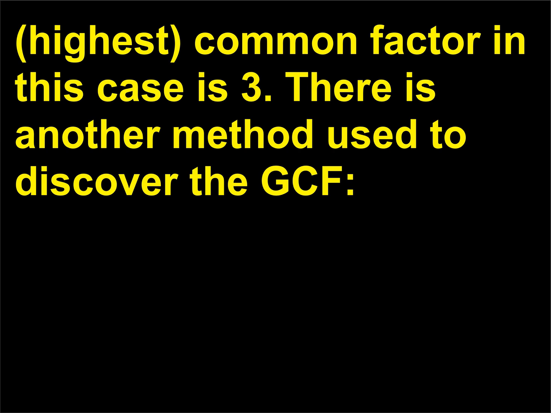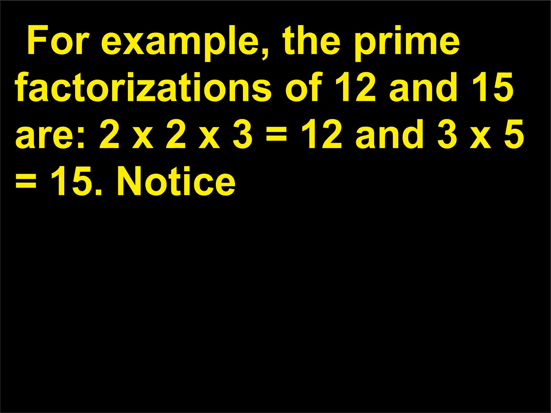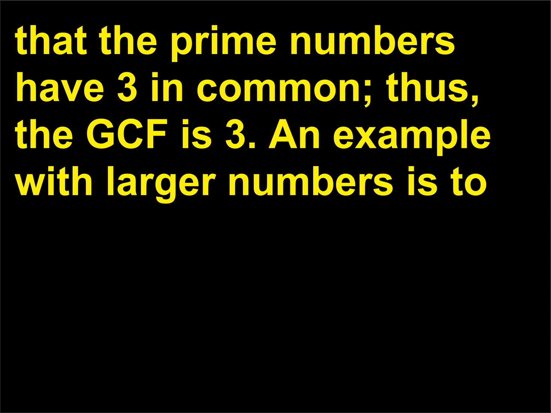There is another method used to discover the GCF: listing the numbers' prime factors, then multiplying those numbers. For example, the prime factorizations of 12 and 15 are 2x2x3 equals 12 and 3x5 equals 15. Notice that the prime numbers have 3 in common, thus, the GCF is 3.